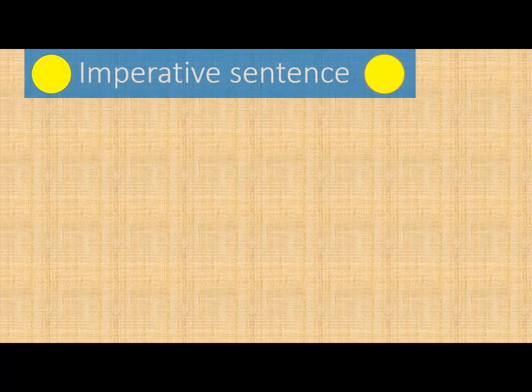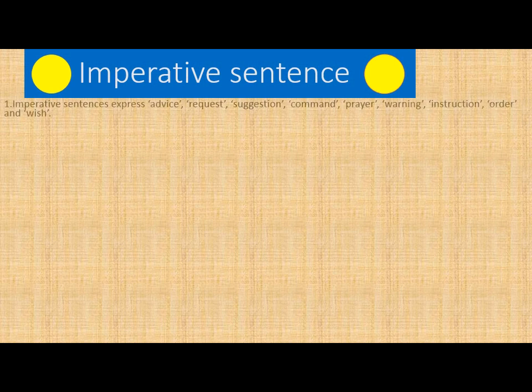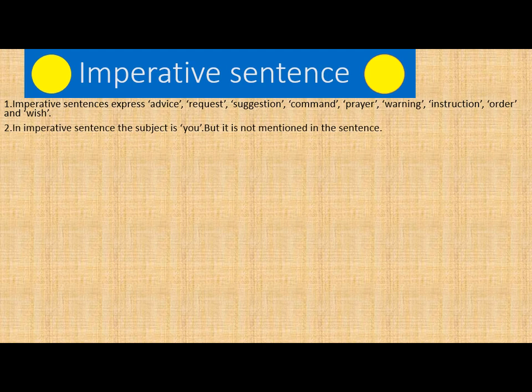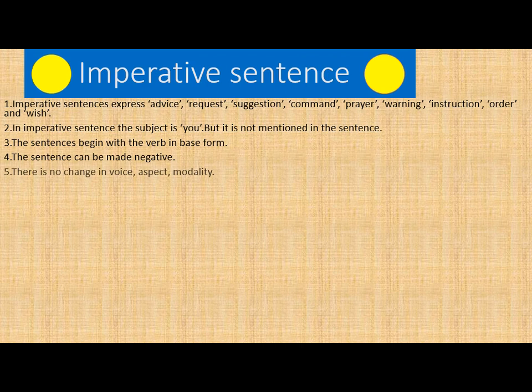Now imperative sentence. Imperative sentences express advice, request, suggestion, command, prayer, warning, instruction, order, and wish. In an imperative sentence, the subject is you, but it is not mentioned in the sentence. The sentences begin with the verb in base form. The sentence can be made negative. There is no change in voice, aspect, and modality.